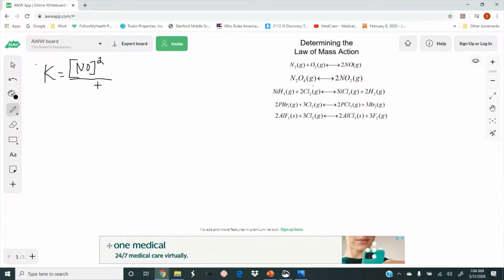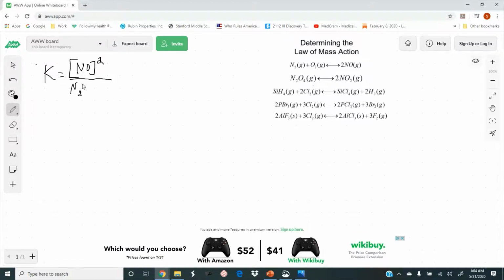Then you divide by the concentration of the reactants. There's 2 of them, N2 and O2. So you do a bracket for N2 and a bracket for O2. All righty. And there you go. There is your law of mass action right there. That's your equilibrium expression for this equation right here. So we did that one. And you just plug in the equilibrium concentrations. That gets your equilibrium constant.